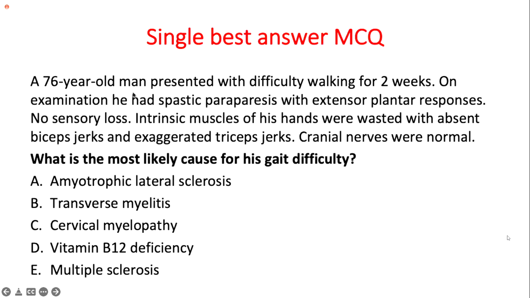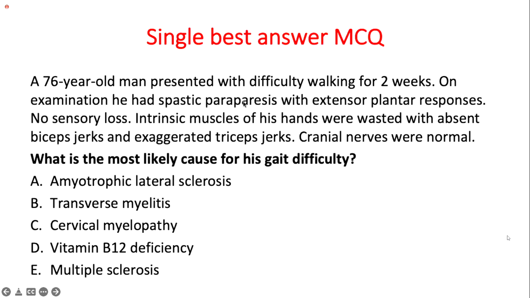Right. So again, I told you epidemiology is important. A 76-year-old man: in a 76-year-old man, you never consider multiple sclerosis. The minute you say 76-year-old man, old man, multiple sclerosis is gone out. So you have only 4 to select from here. Presented with difficulty walking for 2 weeks, so it's quite an acute, subacute problem.